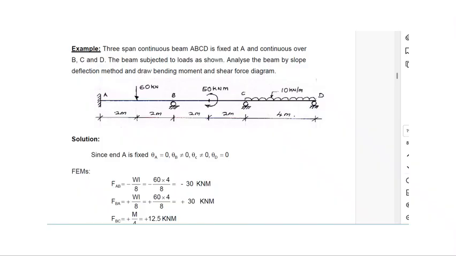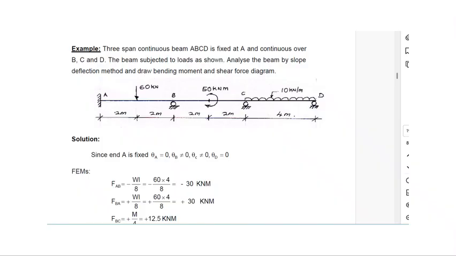And also the special thing about this problem is one external moment is acting at the mid of the span BC. Usually loads will be acting on the spans, but this beam is subjected to a moment at the midpoint of span BC. So first span AB has a central concentrated load, then it is followed by the external moment, and then the UDL, which is 10 kilonewton per meter acting throughout the span CD.